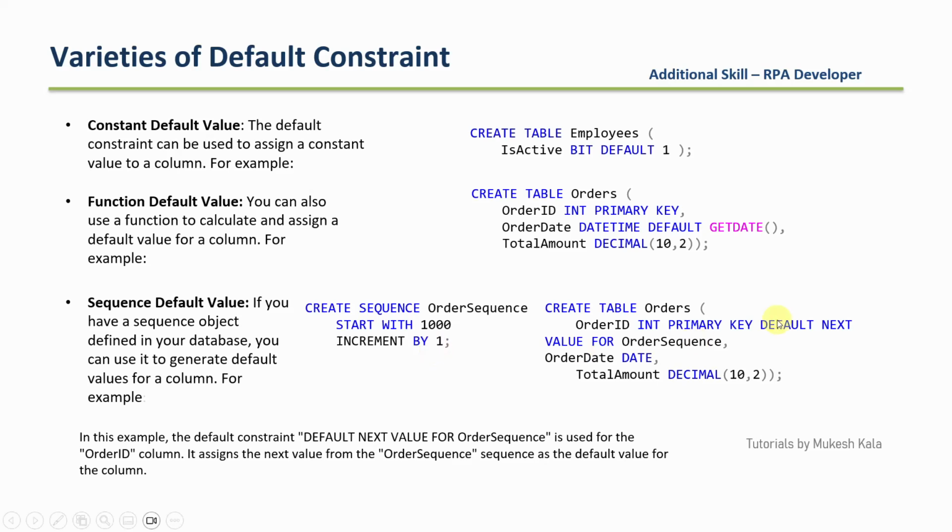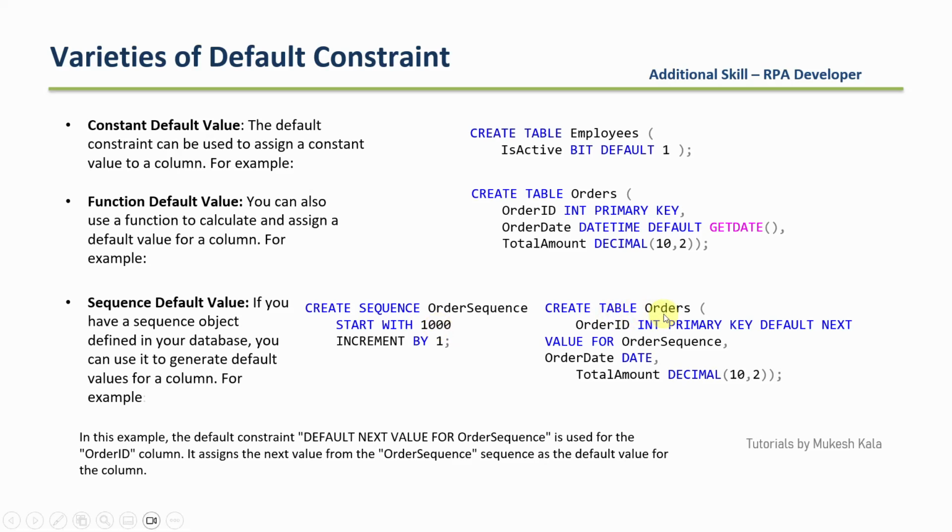You can increment it by 10, 20, 30, so it would be like 1010, 1020, 1030. Now if I am creating a table and I want to make sure that the order ID is coming from this sequence, 1000, 1001, 1002, I do not want random numbers like 1, 2, 3, 4. I only want the order ID from this sequence. That is also possible with the default constraint.